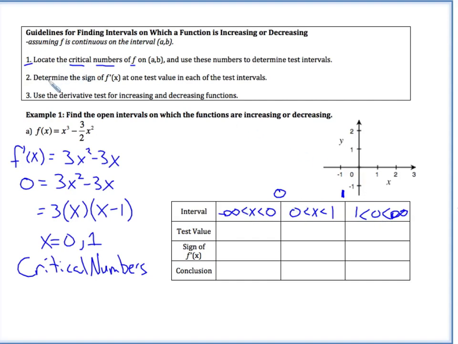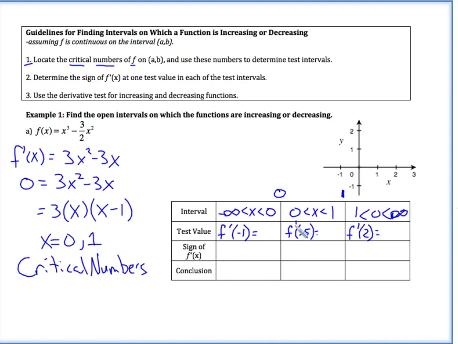And it says, determine the sign of f prime of x at one test value in each of the intervals. Okay, so we need to test some values here in each of these intervals. So here we can try something that's just less than 0, so like -1. And so what we're going to do is actually find f prime of -1. Here we could try f prime of something between 0 and 1. Let's just try 0.5. And here we need something greater than 1, so let's try 2, and let's find f prime of 2.